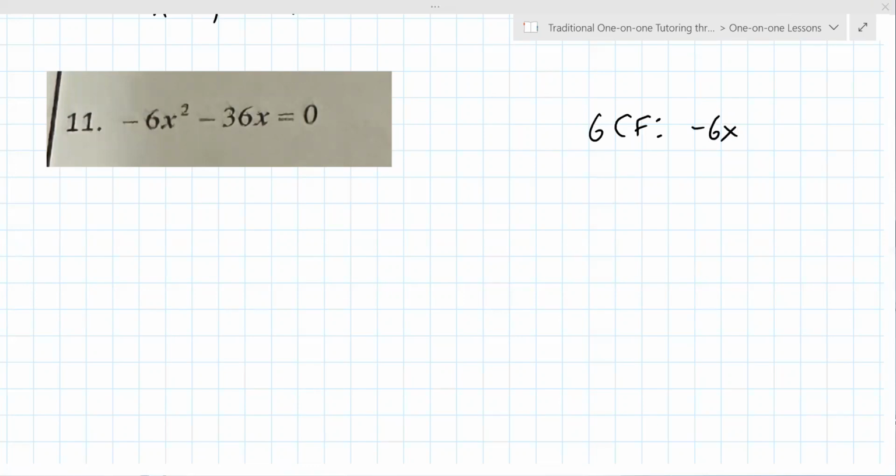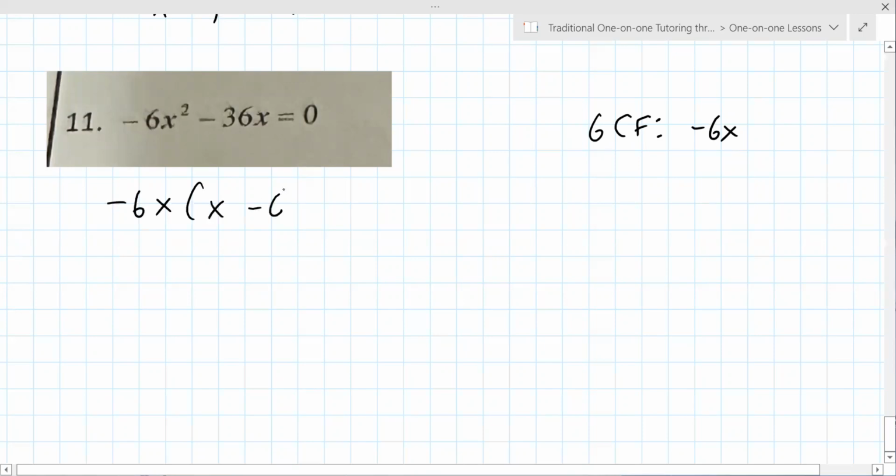x plus 6 equals 0. -6x equals 0. Plus 6 equals 0. x equals 0. x equals 0 and x equals -6. Yeah. So -6x, x plus 6 equals 0, x equals 0, x equals -6. So notice the GCF problems tend to have x in every term. And identification is really key when you're doing this on a test or a quiz.